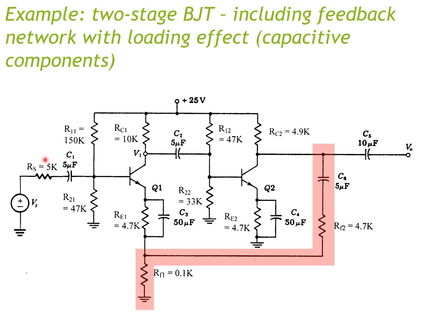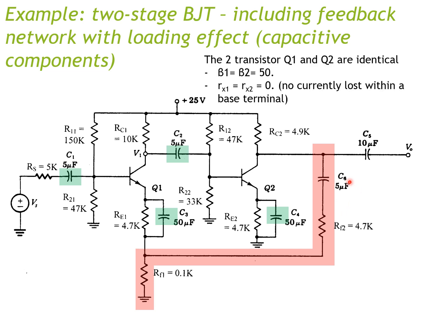We also have a bunch of capacitive components. We actually have six of them. We have an input coupling capacitor, an interstage capacitor, and an output capacitor. I'm gonna highlight most of them here. We have a couple of emitter bypass capacitors and a feedback coupling capacitor.